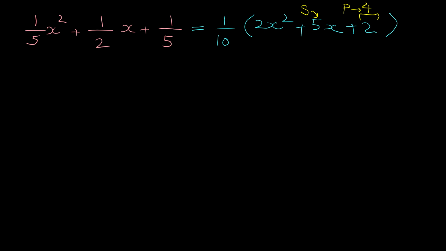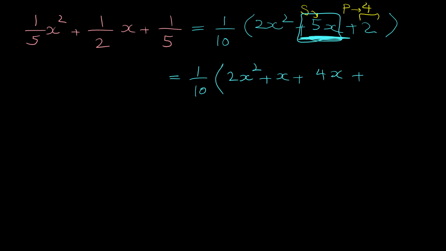So now we use this technique. 2x to the 2. We split this middle term into two terms. What were the numbers that we found from the product 4? The sum is 5. 1 and 4. So we split 5x and we write this term in the form of x plus 4x plus 2. We write this middle term in the form of x plus 4x.